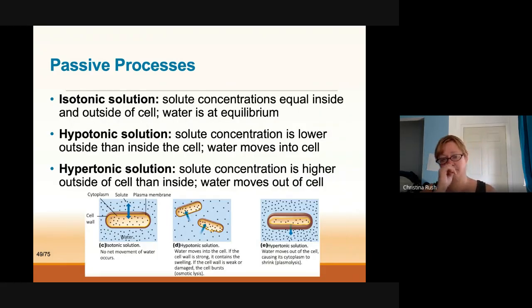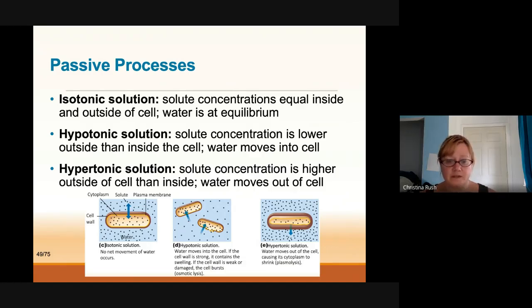So here we have the different solutions, and these solutions are talking about the solutes. In an isotonic solution, the solute concentration is equal inside and outside of a cell, and water is at an equilibrium. In a hypotonic solution, solute concentration is lower outside than inside of the cell. Water moves into the cell. And in that case, we might end up with a cell bursting, right?